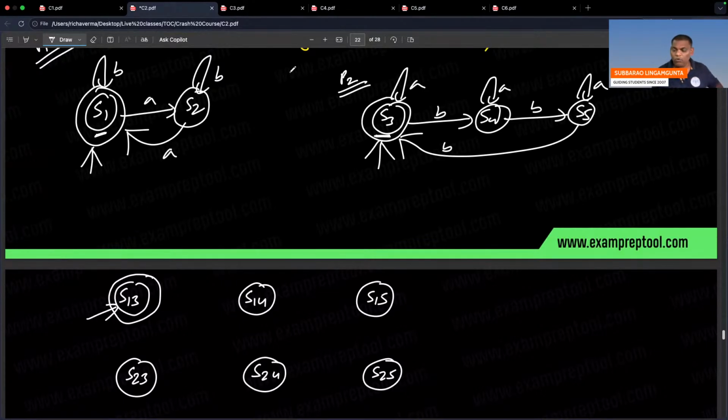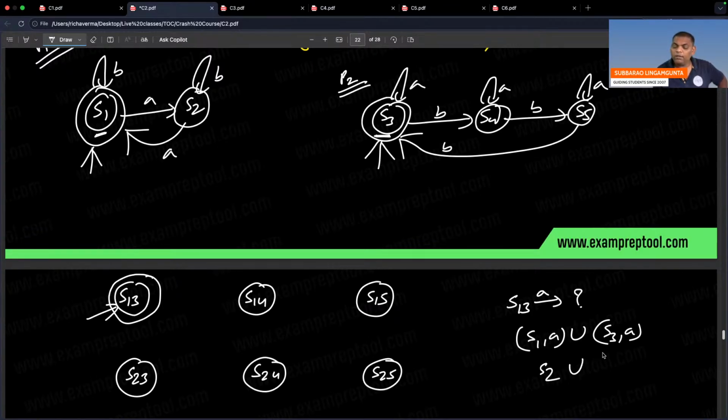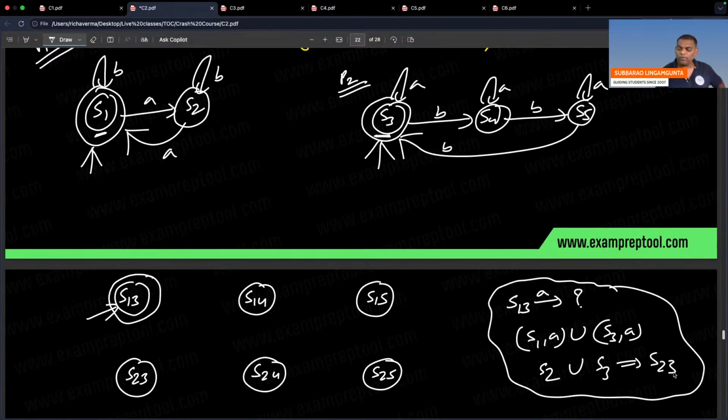Okay, that is fine. Now listen everyone. Transitions, not transactions, are very, very important. See this one? S13 on A. S13 contains two states, S1 also, S3 also. Check S1 on A, and S3 on A also, and do the union. S1 on A in the first machine is S2, union S3 on A in the second machine, S3. So overall it is going to be S23. This is the final answer, S23.